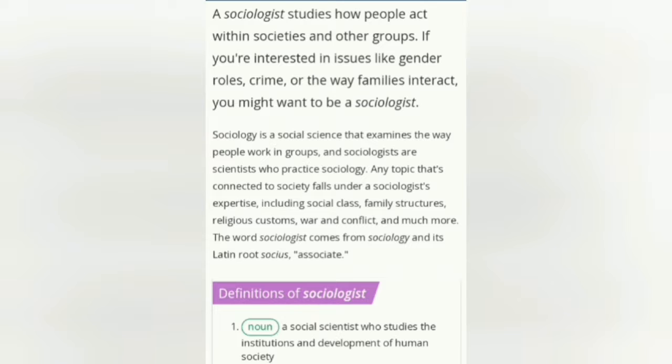a sociologist. Sociology is a social science that examines the way people work in groups, and sociologists are scientists who practice sociology. Any topic that's connected to society falls under a sociologist's expertise, including social class, family structures, religious customs, war and conflict, and much more. The word sociologist comes from sociology and its Latin root socius, which means associate.